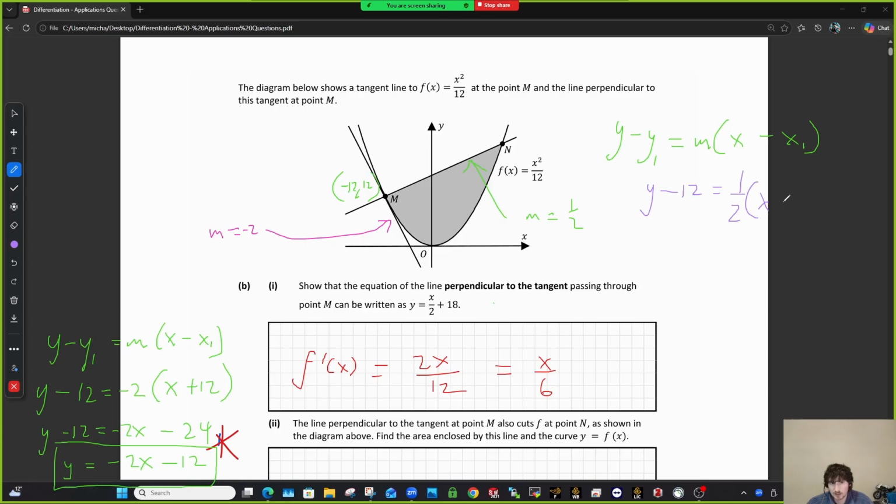So then it's x, and then again it's minus, so it turns to a plus. Right, so what we'll do here is we get the y on its own again. So y minus 12 equals x over 2 plus 6.